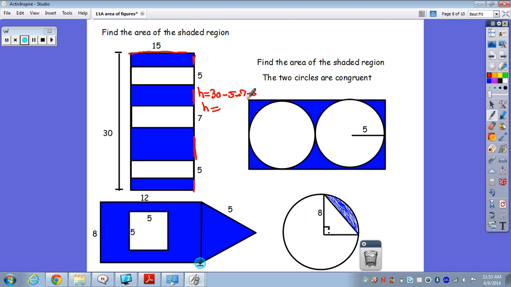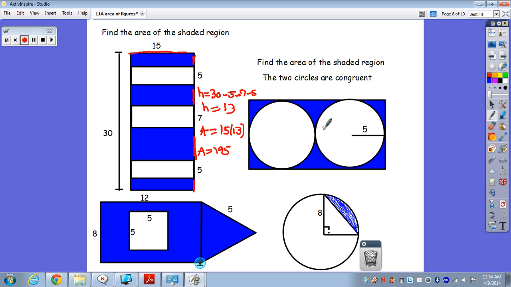And then my height for all the shaded regions is 13. And then to find the area of the shaded region, if I put those all together, I could just do 15 times 13, which is 195. So the area of the shaded region is 195.